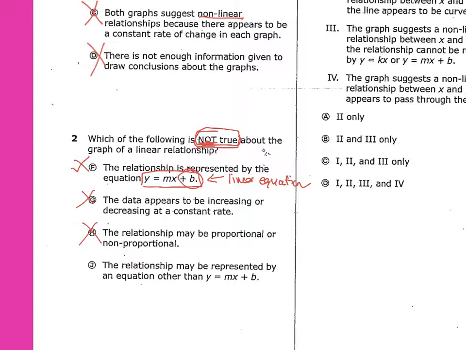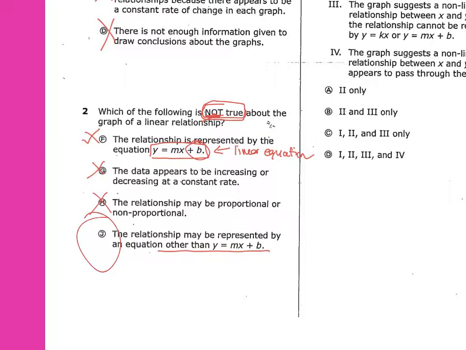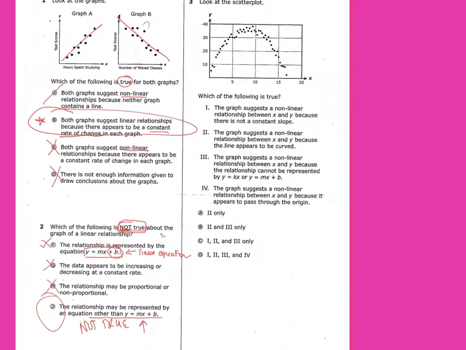And then J, the relationship may be represented by an equation other than y equals mx plus b. No, that is not true. This is your equation for linear equations always. That's the format. There is no other type of equation.